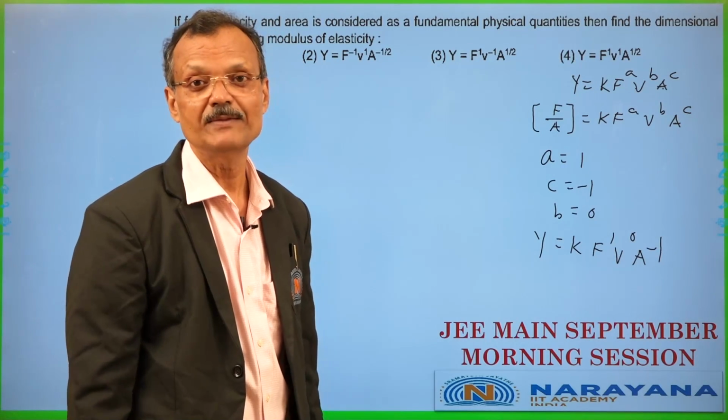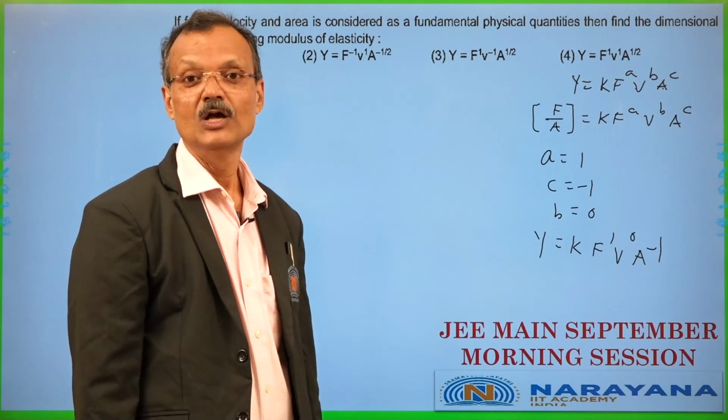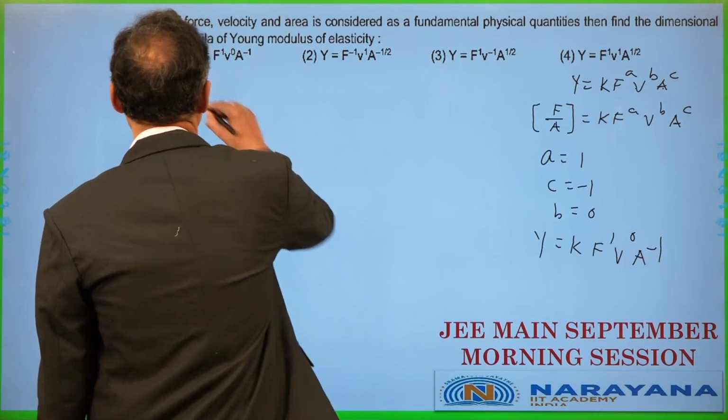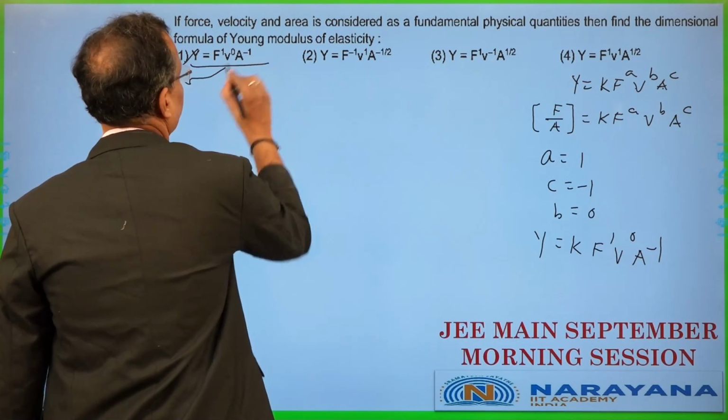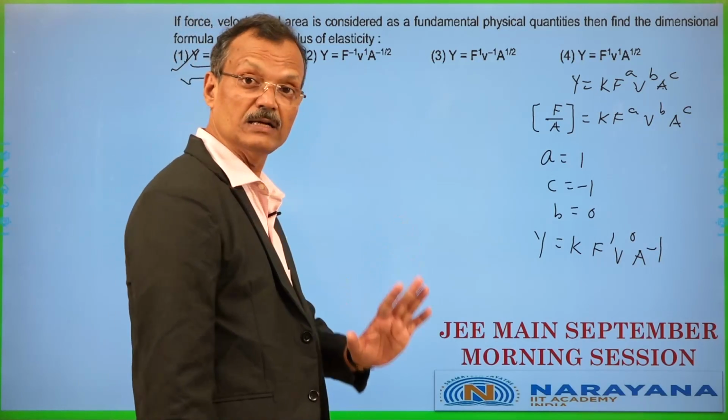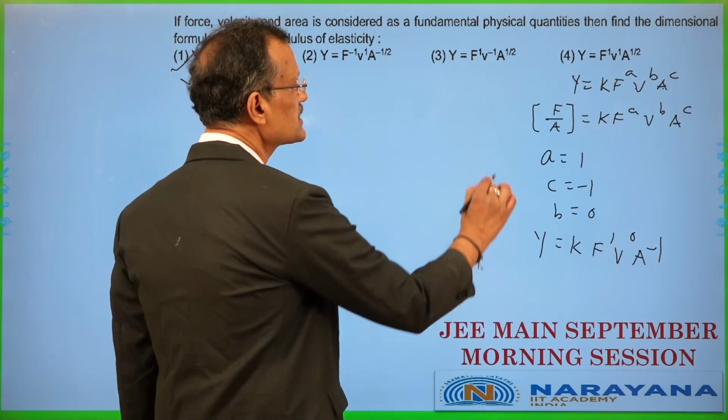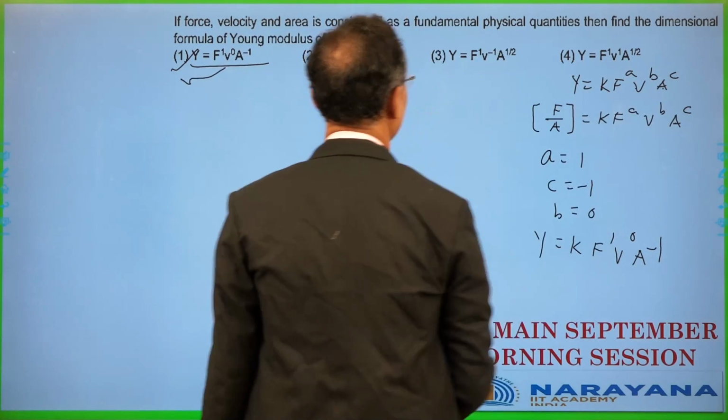Anyhow, it is an objective based exam, no. To save time, you can use this technique. You are going to get the correct answer. Answer will be A here. This will be the answer. But the correct method is to take the dimensional formula for all.